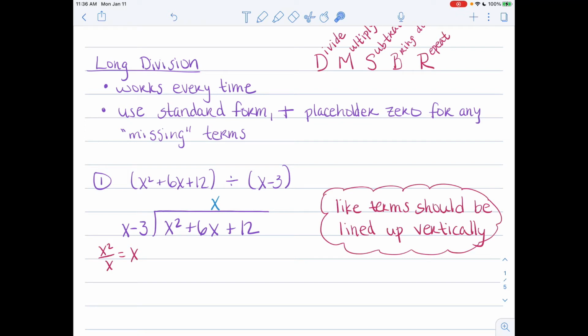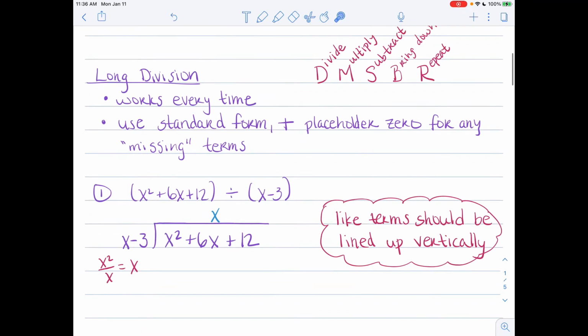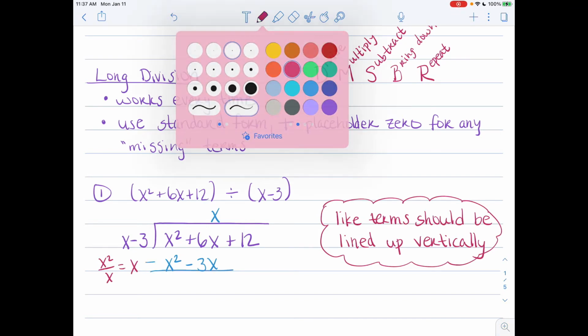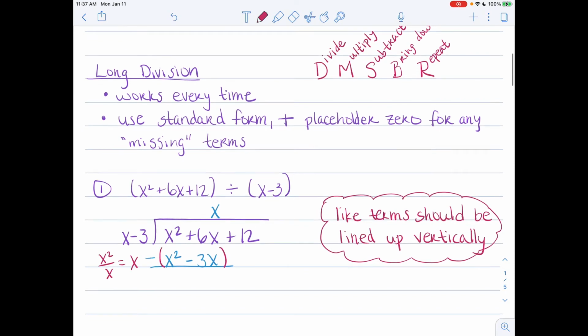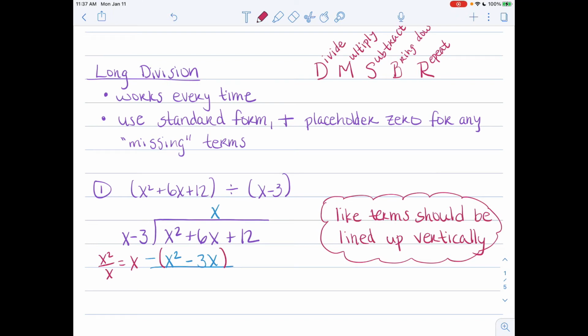Now our next step is to multiply. What am I multiplying? I am multiplying x times each term in the divisor. So x times x will give me x squared, again remembering to line things up, and then x times negative 3 will give me negative 3x. My next step is to subtract, and what am I going to subtract? I'm going to subtract the entire polynomial. So put your subtraction sign, but then put parentheses around your whole polynomial to remind you that it needs to distribute to everything.